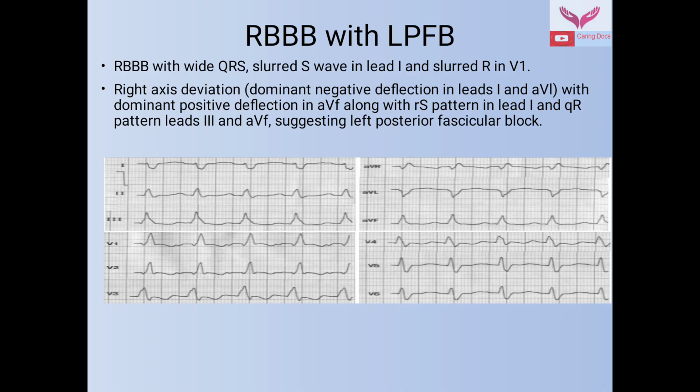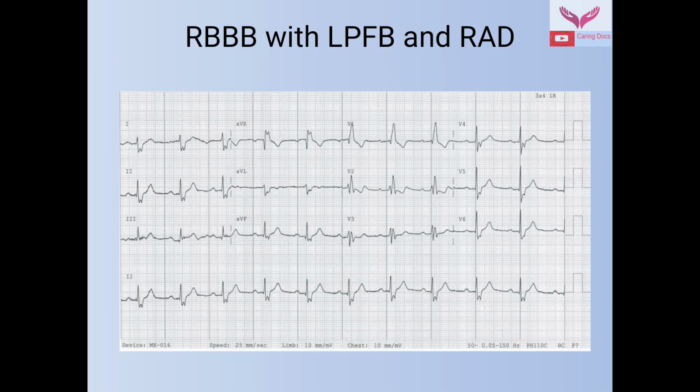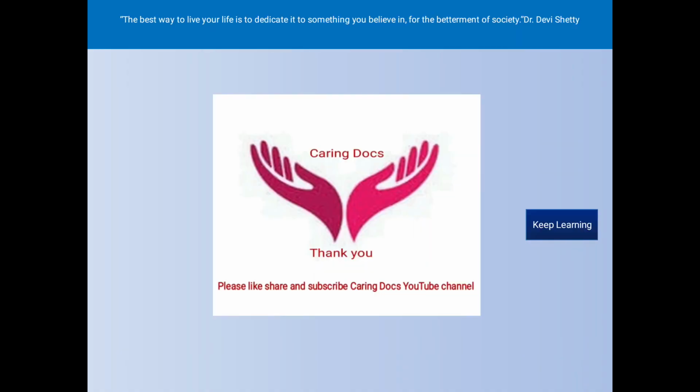Here we can see right bundle branch block with left posterior fascicular block, RBBB with wide QRS, slurred S wave in lead 1 and slurred R in V1. Right axis deviation with dominant positive deflection in aVF along with RS pattern in lead 1 and QR pattern in lead 3 and aVF, suggesting left posterior fascicular block. Here we can see in the ECG right bundle branch block with left posterior fascicular block and right axis deviation.